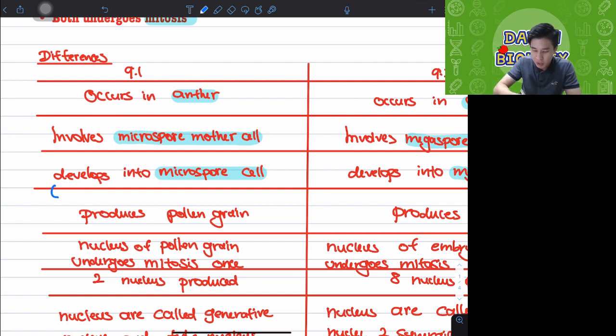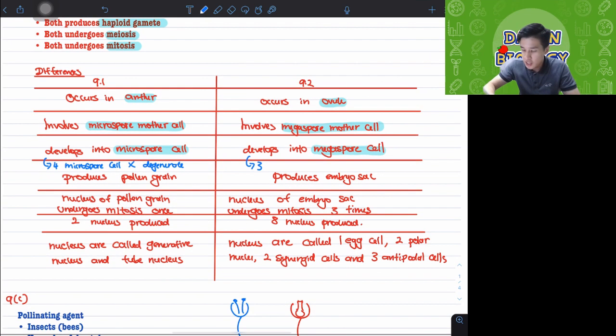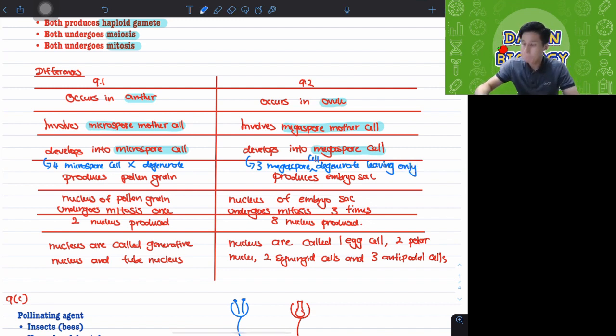Now actually I left out one more here. We also can say the 4 microspores do not degenerate. Right, just now they said there's no degeneration. If you meiosis into 4, it means it's 4. However, in this one, 3 of the megaspores degenerate, leaving only 1 megaspore cell, leaving only 1.